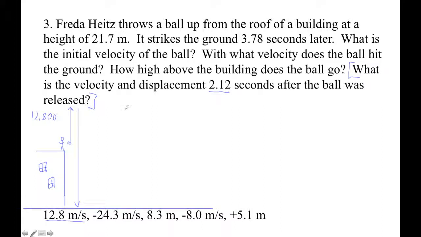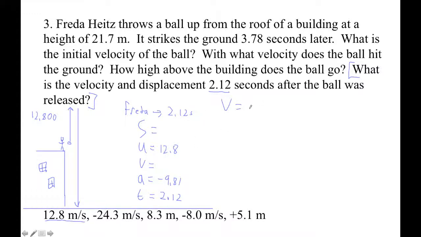Let's go from Freda to 2.12 seconds. We're going to use SUVAT. Displacement, we want to know what that is. The initial velocity is 12.8 meters per second. Acceleration is negative 9.81. Our time is the 2.12. And then of course we've got formulas that come right out of the box that find these things for us. So let's find the velocity.